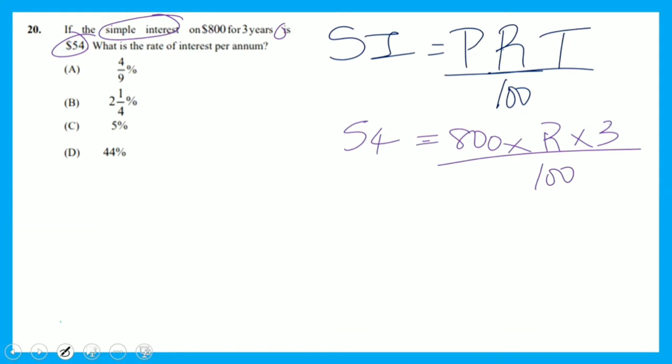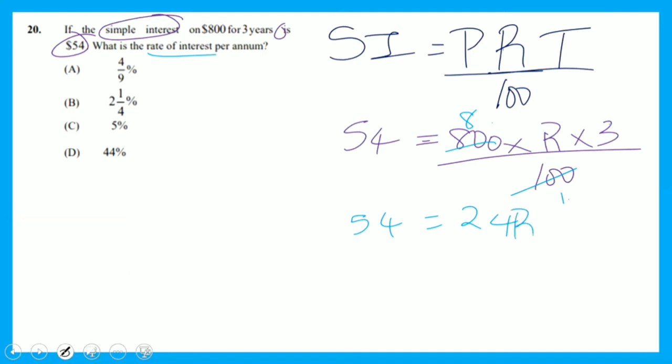And now we are going to be simplifying and finding the value of r. We were asked what is the rate of interest. All right, you can go ahead and do 100 into 800, goes 8 times. Now we simplify. 54 equals 8 times r times 3 is going to be 24 times r, or 24r.